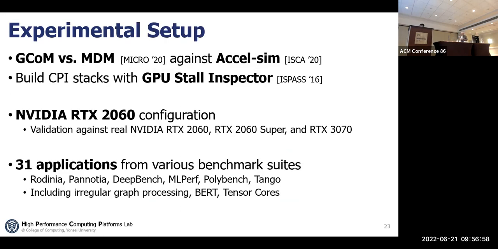We evaluate GCoM by comparing its performance prediction with MDM and by using XLSIM as the ground truth. We employed the GPU stall classification method proposed in GPU Stall Inspector to build the CPI stack. We configured XLSIM, MDM, and GCoM to model a Turing-based NVIDIA RTX 2060. We used 31 representative GPU applications.